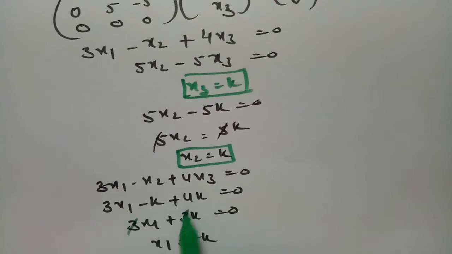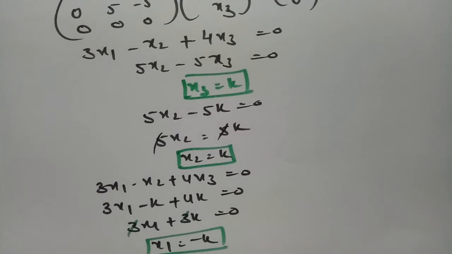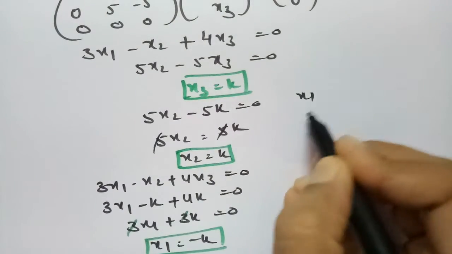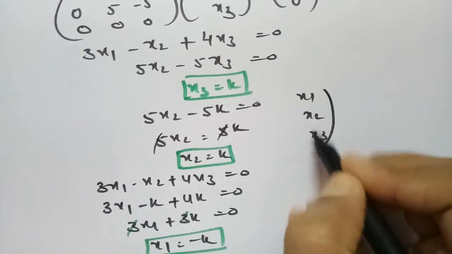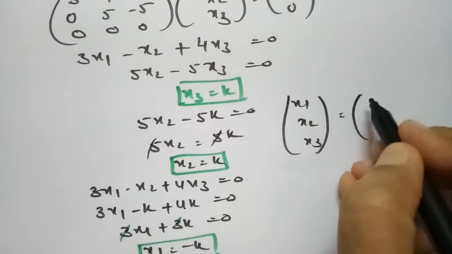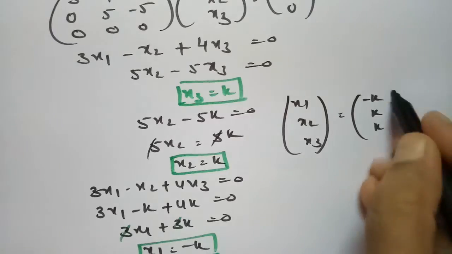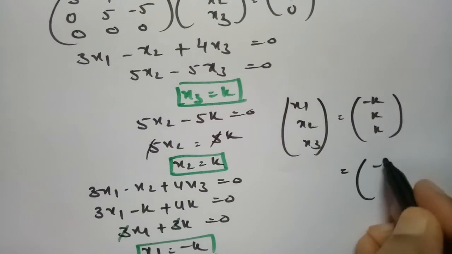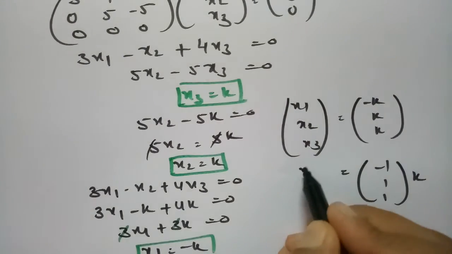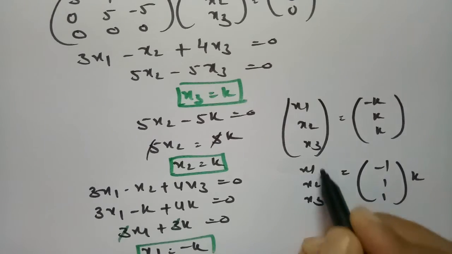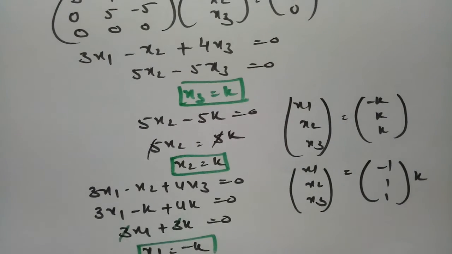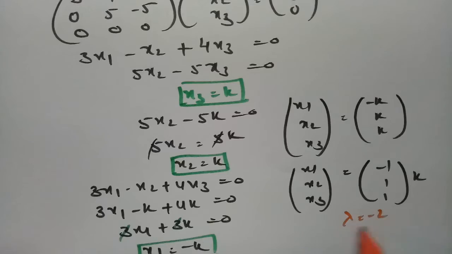If I cancel 3 here, x1 is equal to minus k. So all the values are ready. Therefore x1, x2, x3 values are nothing but minus k, k and k. So the value will be minus 1, 1, 1 into k. So this is the eigenvector corresponding to lambda is equal to minus 2.